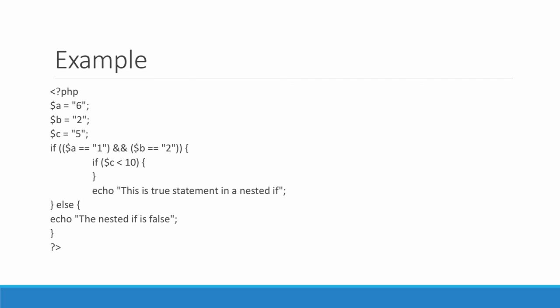So for example, in this case, we just set some variables. These are just random numbers. So we have A equals 6, B equals 2, and C equals 5. What we're saying here, and you're going to see this is kind of complex, and please refer to your book. It's going to help you with understanding what these symbols mean.